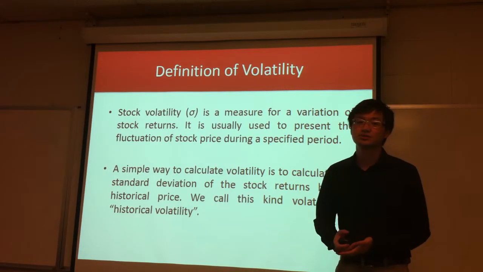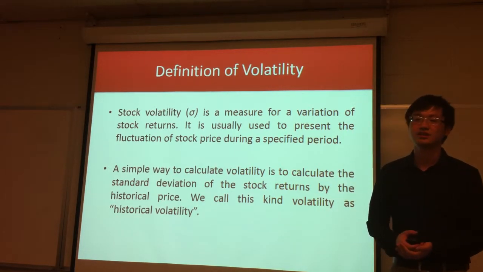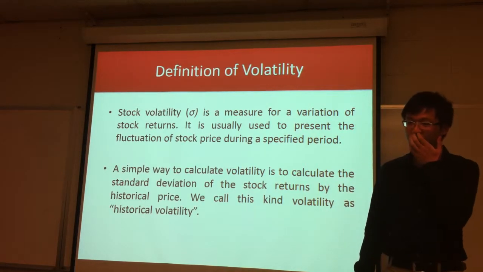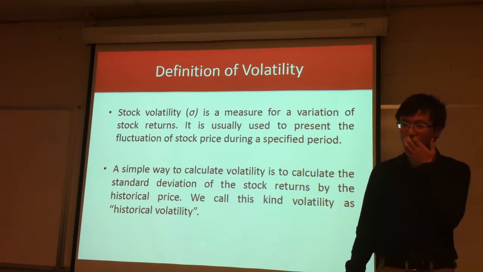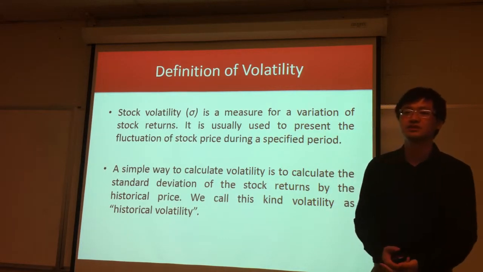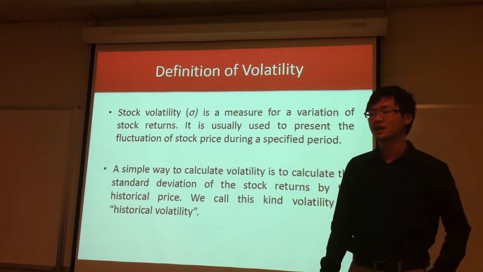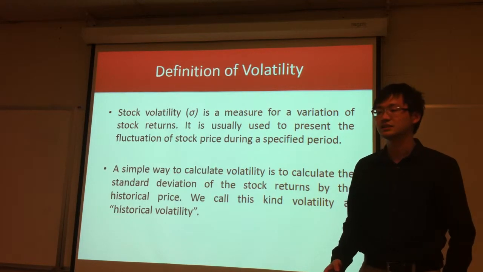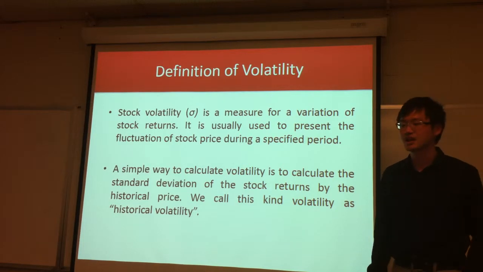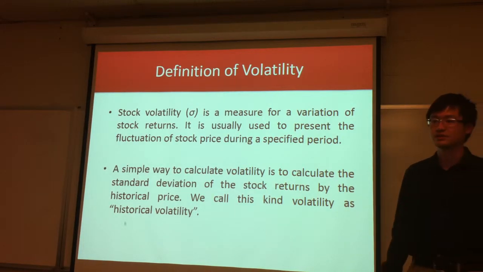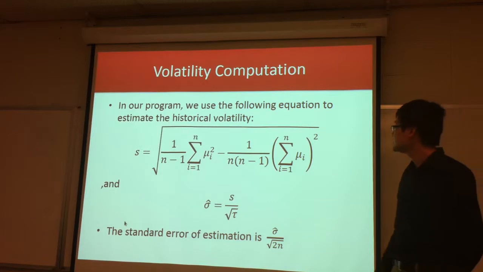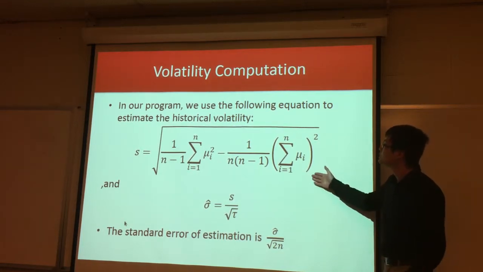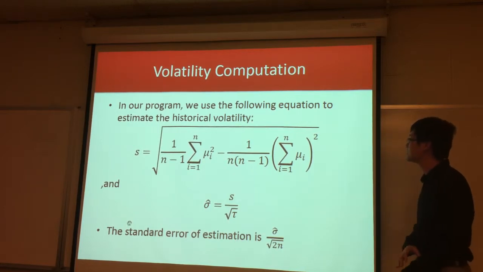There are many methods to calculate volatility, and the simple and always popular way is to use the standard deviation of the stock returns from historic data to estimate the volatility. We call this kind of volatility the historical volatility. And this is the equation for how to calculate the historical volatility.